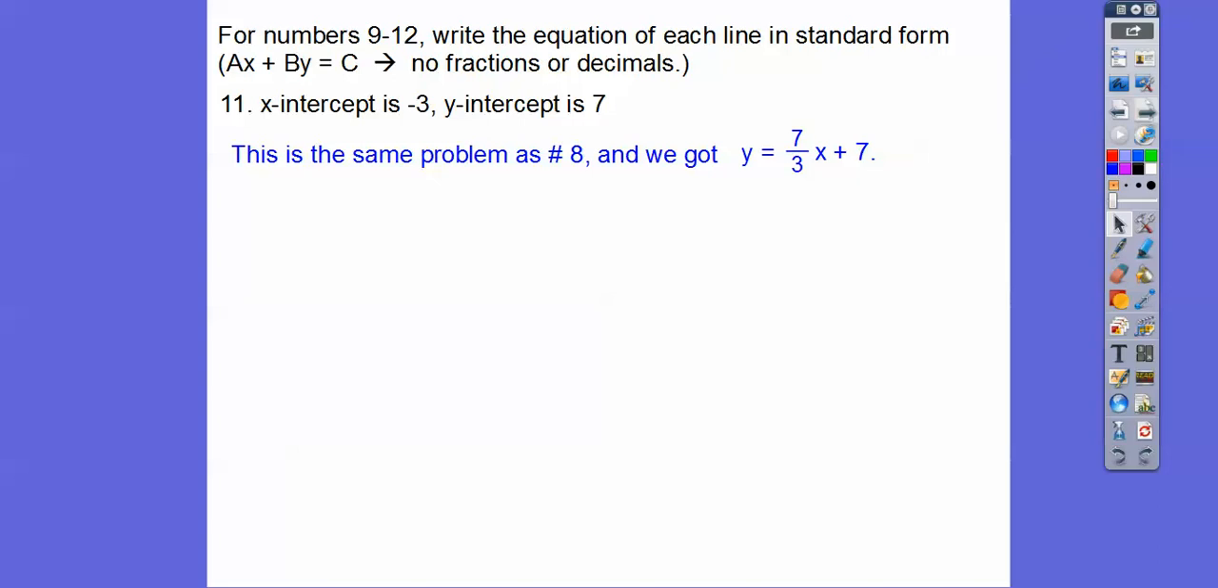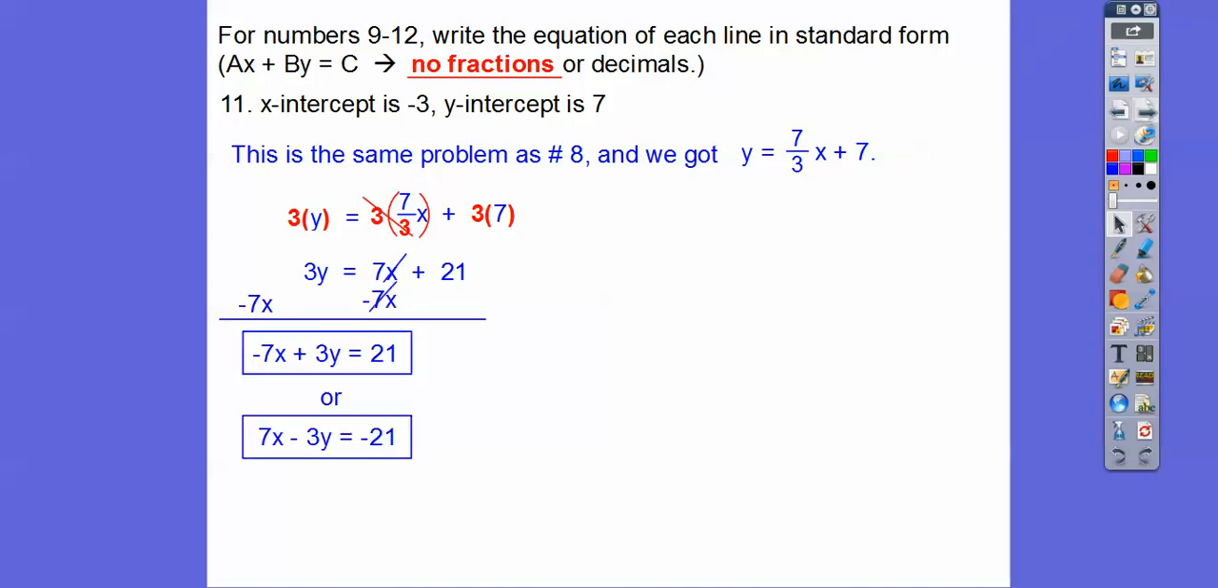So let's just convert that to standard form. Get rid of the fraction, so we'll multiply everything by 3, and then subtract 7x on both sides, and we get either one of those as the answer right there. Okay, alright, we're almost done.